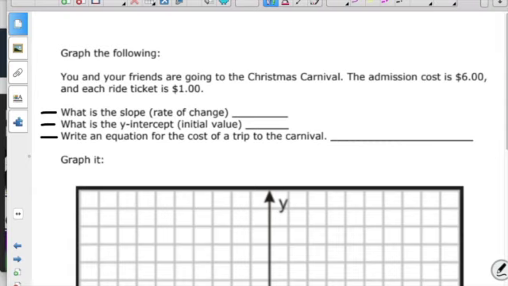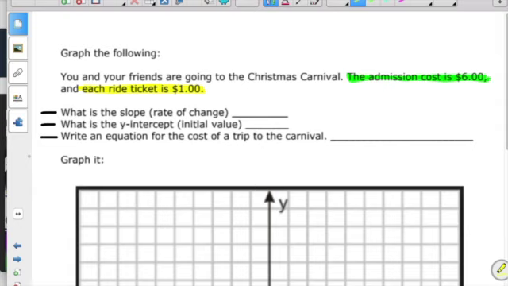So what we have is two things that we're going to focus on. The admission cost, which is $6. And then we also have the amount of money per ride is $1. So we have two things. We need to figure out which is the slope and which is the y-intercept. So the slope we also call the rate of change. So it's how much something's going to change. If you think about it, the admission price is not going to change. It's $6 to get in. You pay your $6, you get in, and that's it.